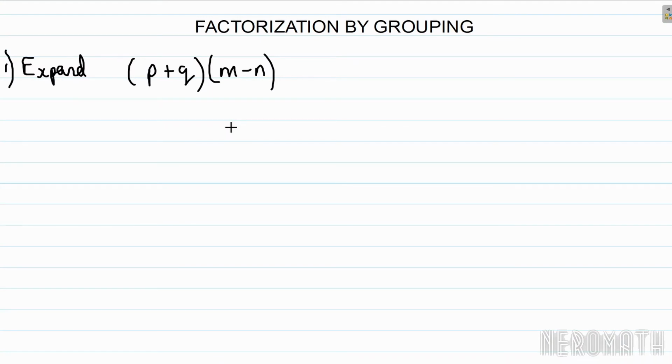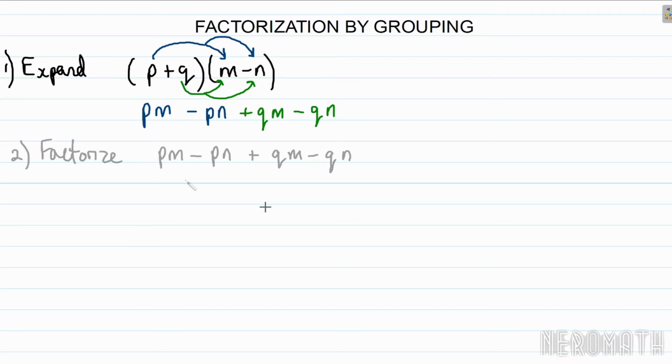Now the topic we're going to look at in this video is factorization by grouping. But my first question is a binomial expansion because I want to show that factorization is the opposite of expansion. So first I'll multiply the p by the m and get pm, and then the p by the negative n and get negative pn. And I'll multiply the q by the m and get positive qm, and the q by the negative n and get negative qn.